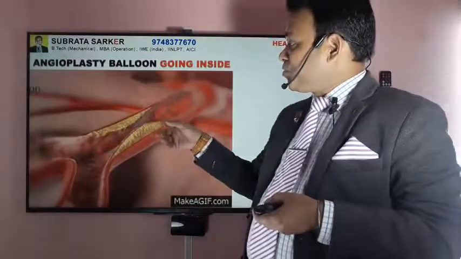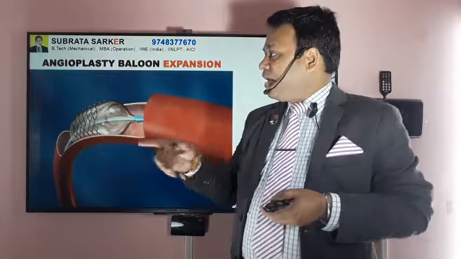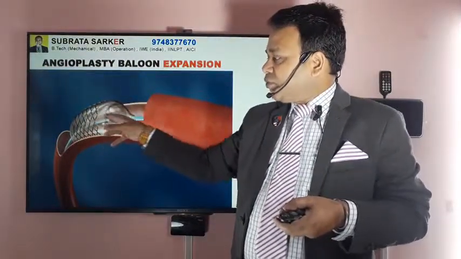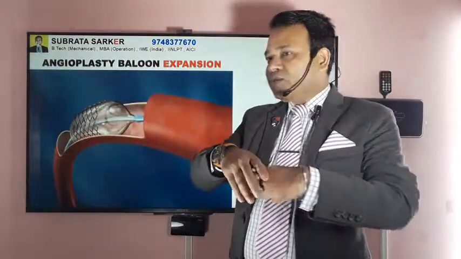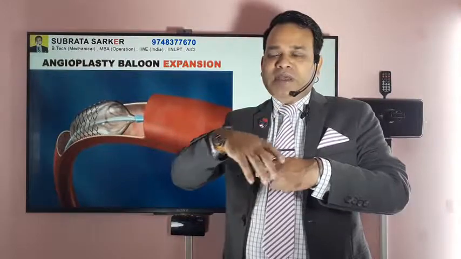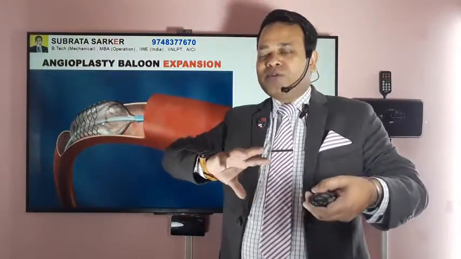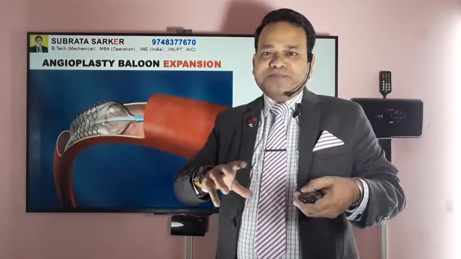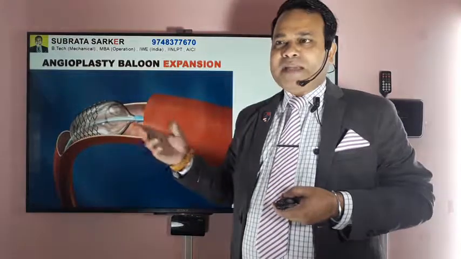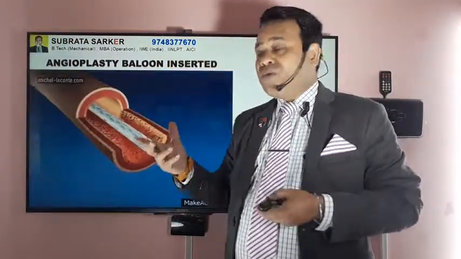You can see in this picture, there is a wire, and over the wire there is a balloon. The balloon is inflated at a particular position, and over the balloon there is a net. The mechanism is such that when the balloon expands, the net gets twisted and expands to the maximum possible diameter, and it basically sticks to the wall of the artery.